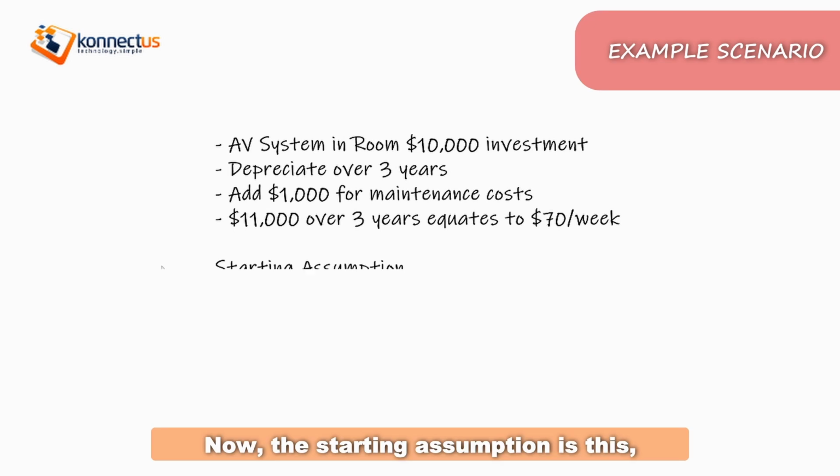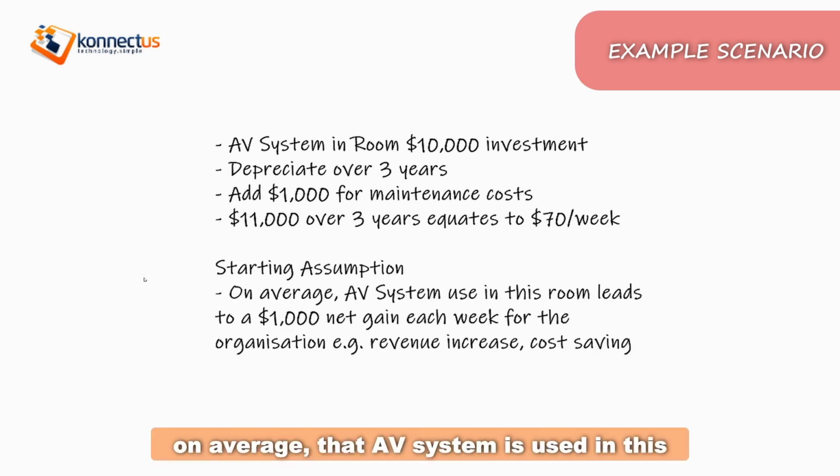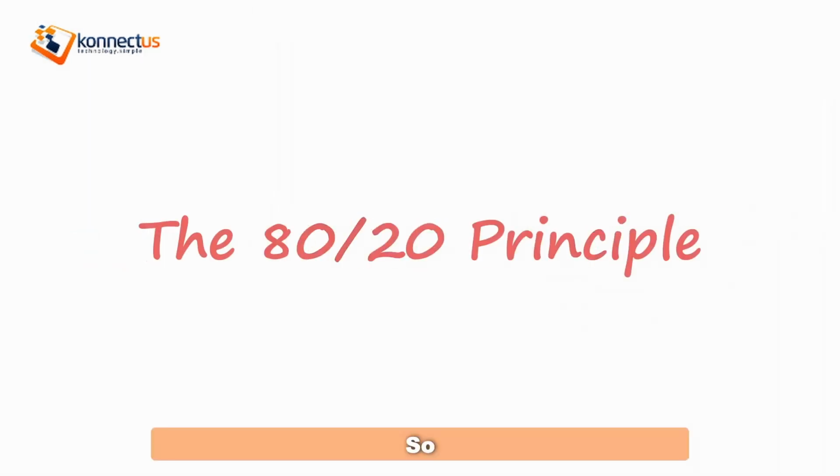Now the starting assumption is this: on average, that AV system is used in this room and leads to a $1,000 net gain every week for the organization. Now let's go and have a look at what that looks like on the 80-20 curve.